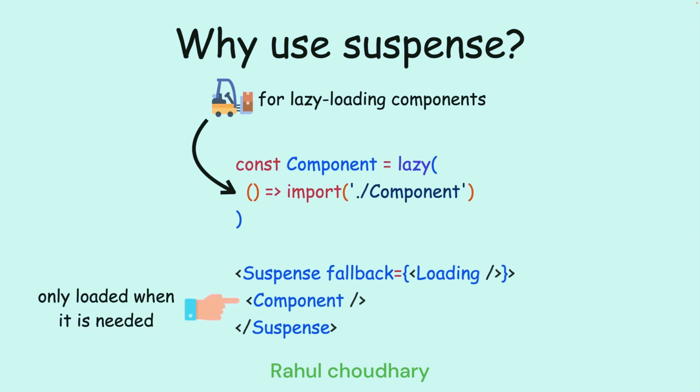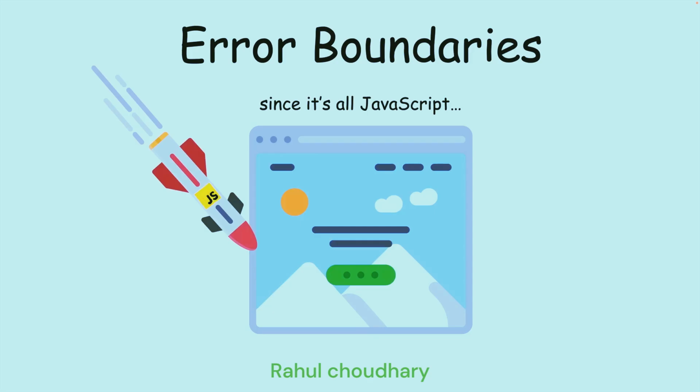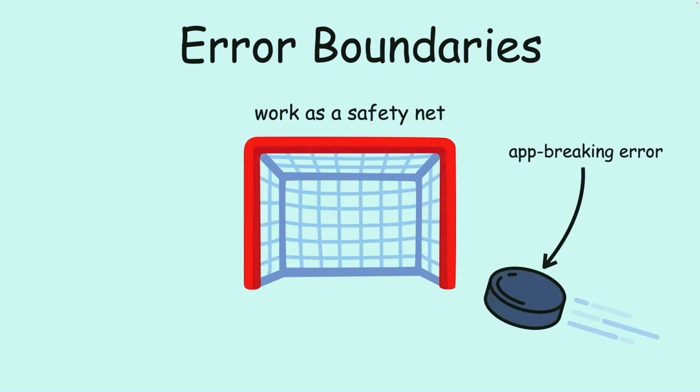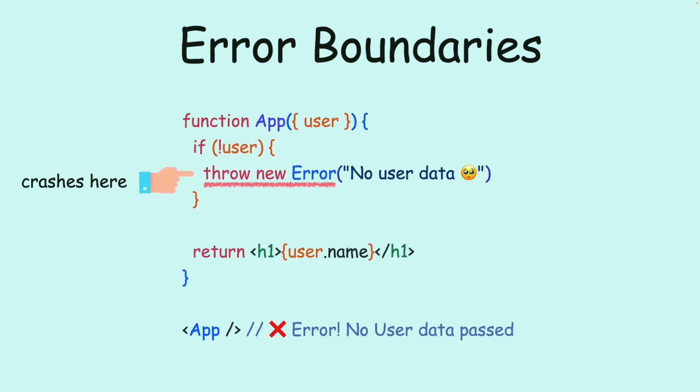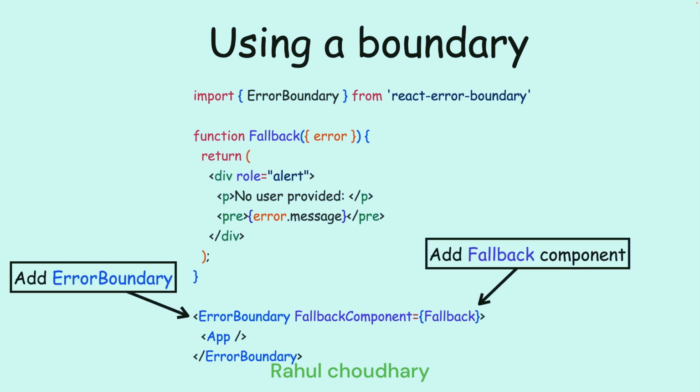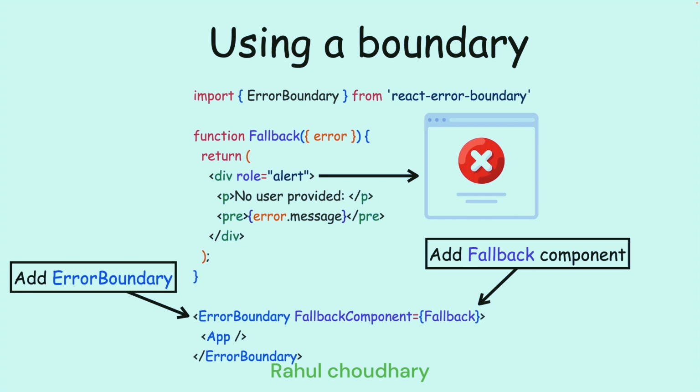Since React apps are all JavaScript, errors that happen during rendering can totally break your app. Error boundaries are components that let you catch app-breaking errors and show a fallback component to tell the user about what happened. For example, our app will crash if we run this code because it throws an error when there's no user. To prevent our app from crashing, we'll first add an error boundary to display a fallback component with a more helpful error message to be displayed to the user.